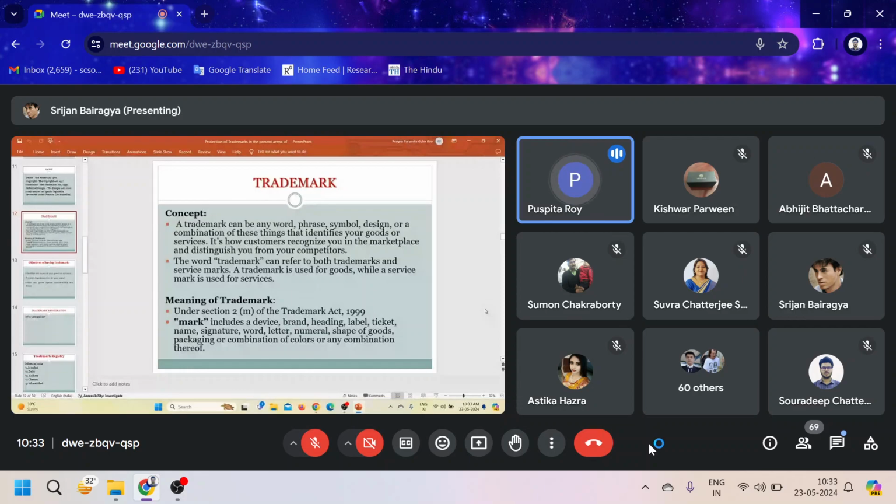Now, trademark is applicable not only for goods, but also for services. The concept I have given over here is that a trademark can be any word, phrase, symbol, design, or a combination of these things that identifies your goods or services. So a specific mark, maybe a specific design, maybe a specific combination of colors, maybe a logo, may be a trademark. Samsung, the company Samsung, has its own space.